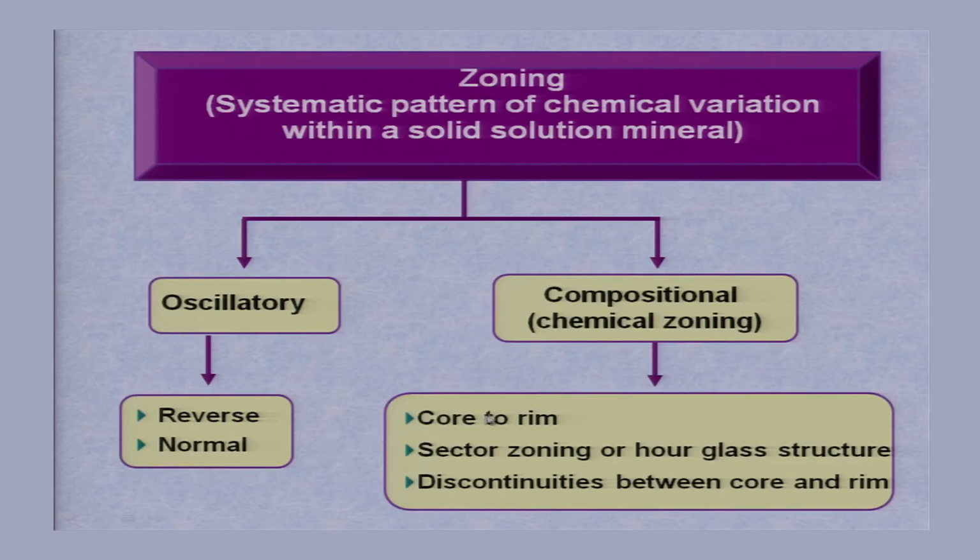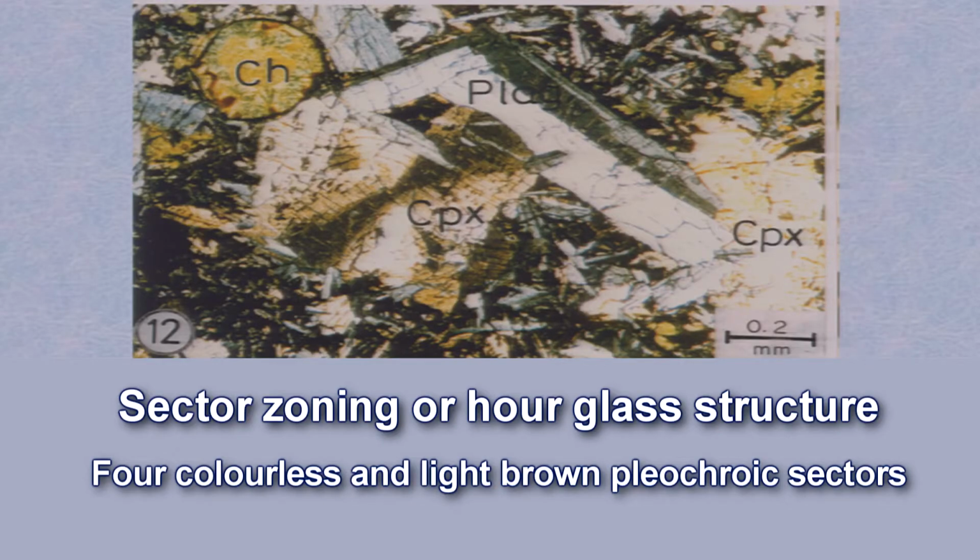Compositional zoning goes from core to rim, with sectorial zoning or hourglass structure; discontinuities between core and rim are also seen here. I am showing you another slide here. This is also from a lava flow, which displays sectoral zoning or hourglass structure. What is hourglass structure? These are the colorless sectors and these are the light brown pleochroic sectors.